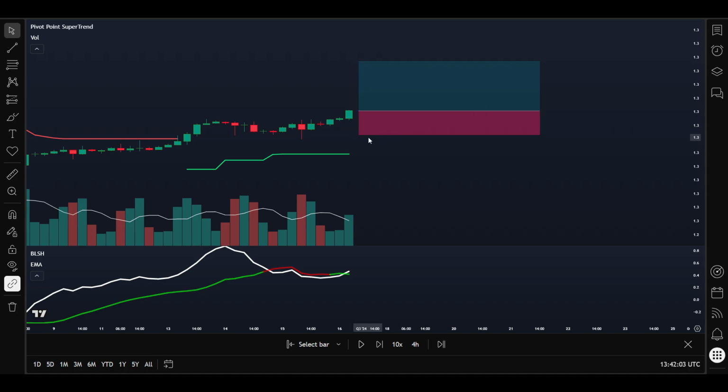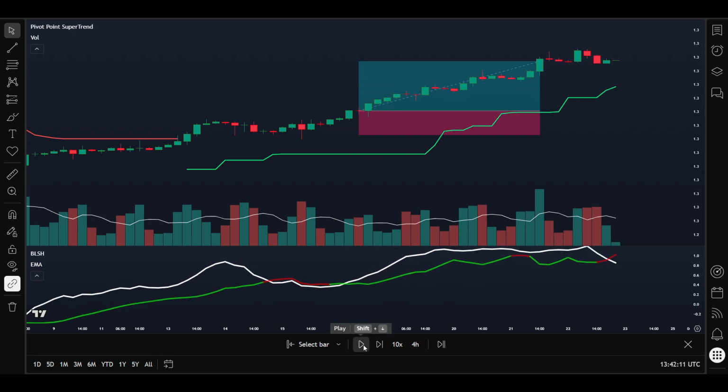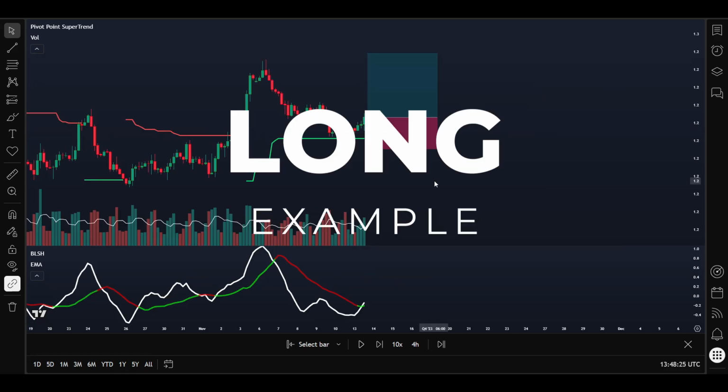Place the stop beneath the nearest swing low and set take profit at 2R. If the BLSH is not green at the crossover or volume is below its MA, stand down and wait for the next qualified sequence.